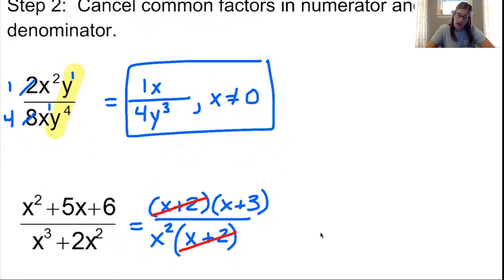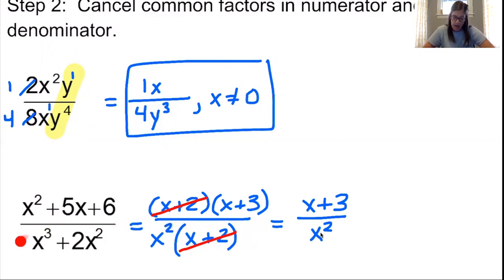I don't have any other common factors. So then my final answer is just going to be x plus 3 in the numerator divided by x squared. I can't reduce these x's because they're not factors. This x up in the numerator is a term. Okay. And then I want to look at my denominator.